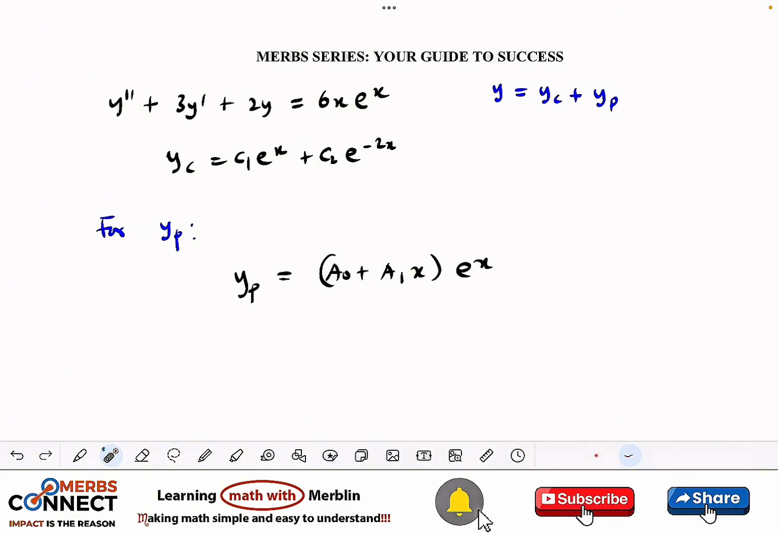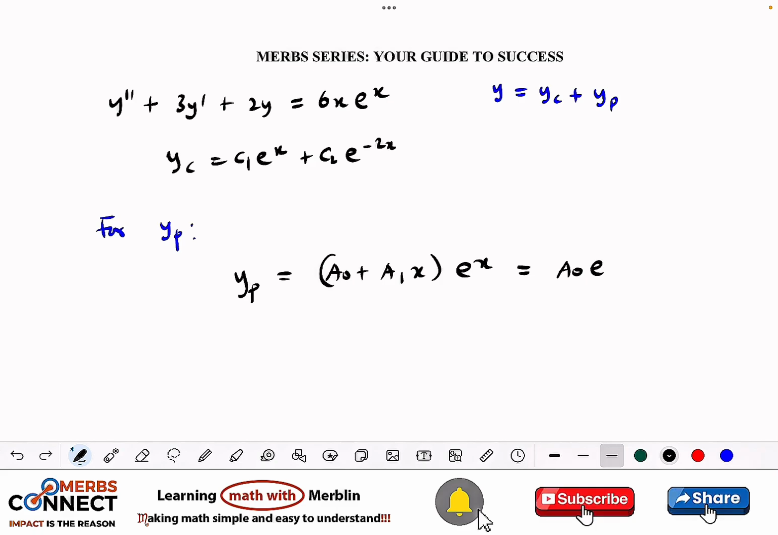So this is the first trial solution because this is a polynomial function and exponential function. We use the exponential function here, and since this one has order 1, we need to have a linear function multiplying it. So this is the trial solution. Let us multiply and see what we are going to get.